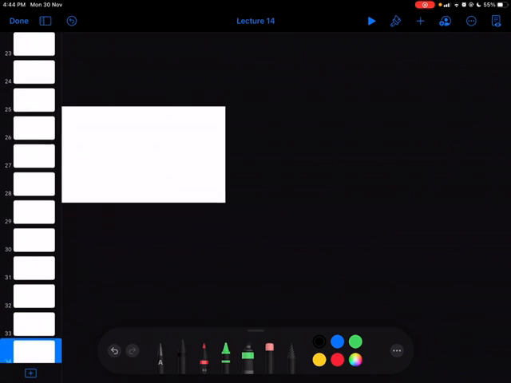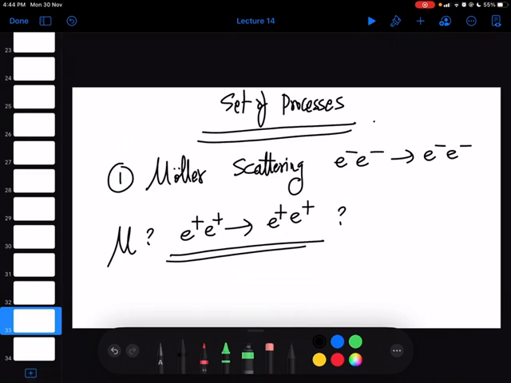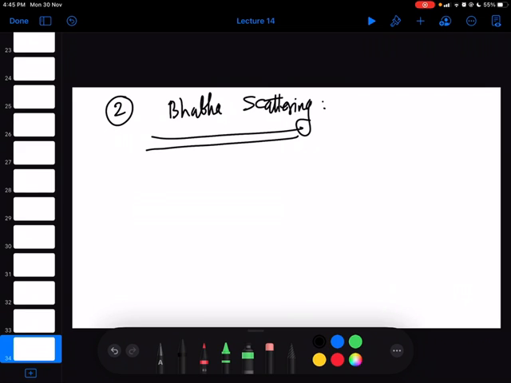Okay, so let me go into the next set of scatterings. I'll put it up on the board, so don't worry, but I'm just announcing it already in the class. This will be a part of the assignment too. So now the second set would be Bhabha scattering. So let's do this one.